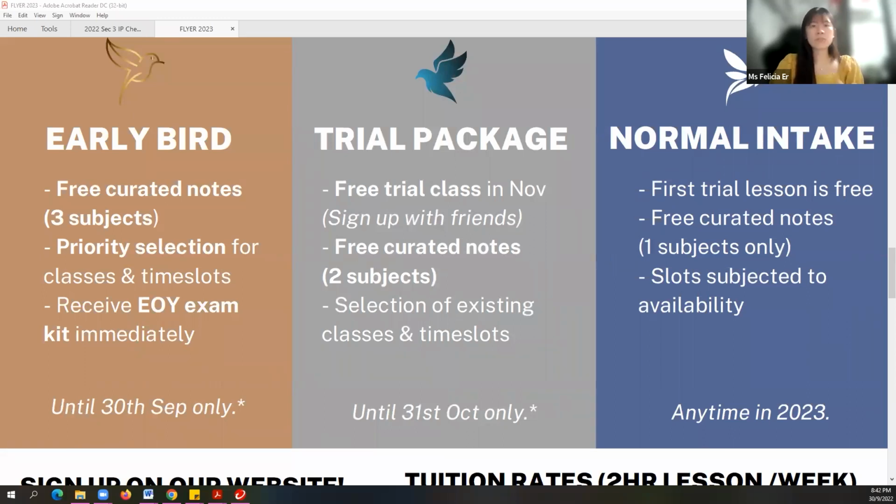For the exam period, I'll just let you concentrate and study for your exam. Then after your exam, I'll text you all again to discuss the lesson time and get a confirmation of the timing. Tuition only starts in December.